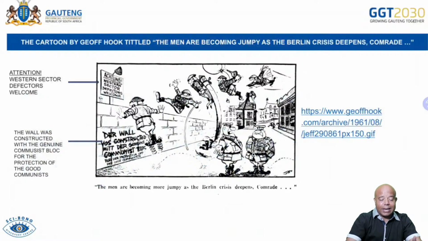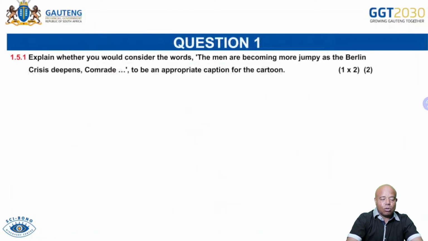Now let's read the boards on the side there. It says, attention, Western sector defectors welcome. Let's go to the bottom one. The wall was constructed with the genuine communist bloc for the protection of good communists, basically. So this is from the American side about what's happening in East Berlin. Now let's go to the questions.